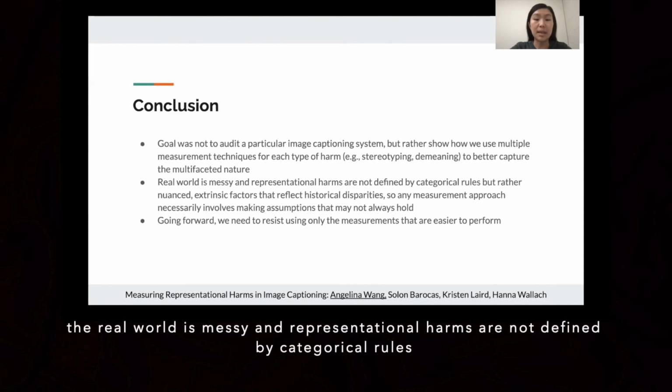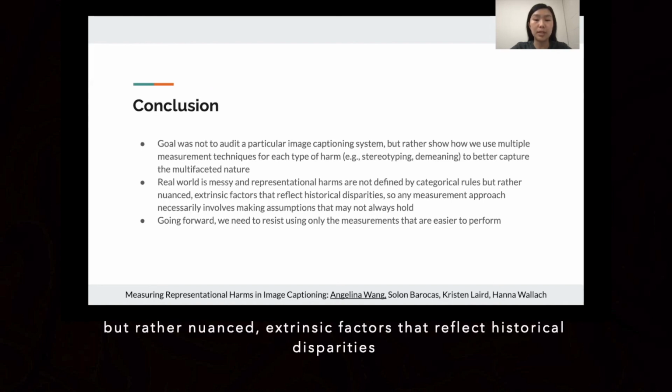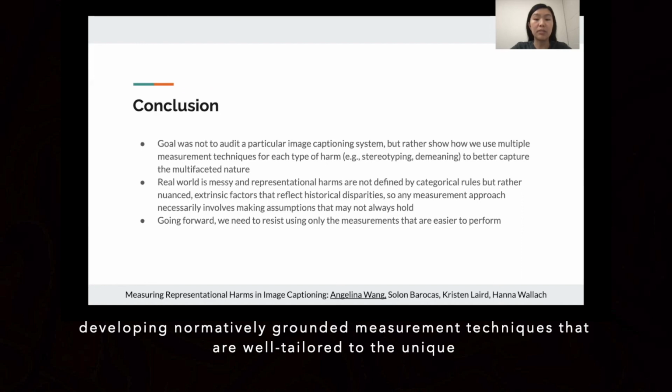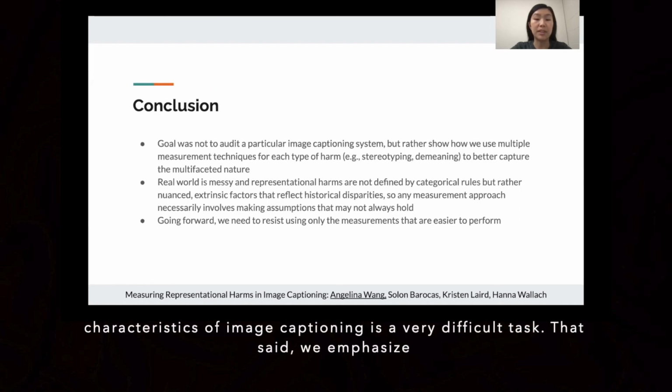The real world is messy, and representational harms are not defined by categorical rules, but rather nuanced extrinsic factors that reflect historical disparities. So any measurement approach necessarily involves making assumptions that may not always hold in practice. Developing normatively grounded measurement techniques that are well tailored to the unique characteristics of image captioning is a very difficult task.